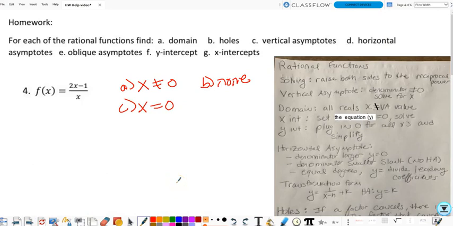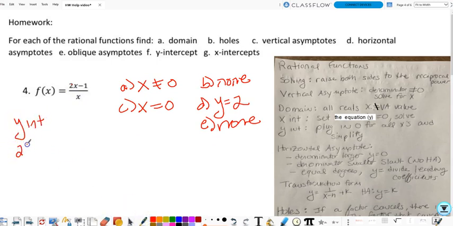Now let's continue on. Sorry about that. 4. Where were we? Vertical asymptotes. Horizontal asymptote. Degrees are the same. Divide the coefficients. That's 2 over 1. No slant asymptotes. All right. Y-intercept. When x is 0. Uh-oh. Can't have 0 in the denominator. There's no y-intercept.